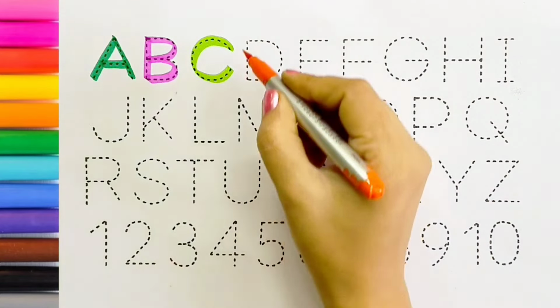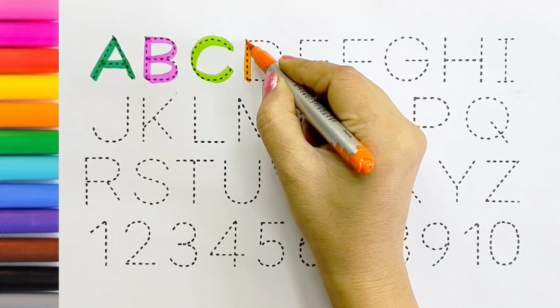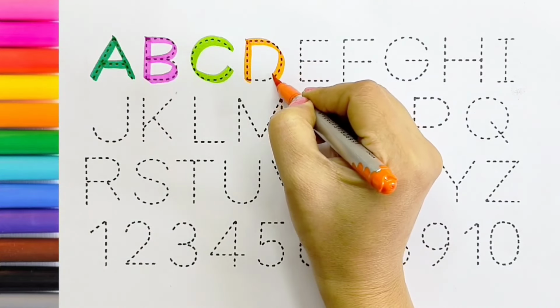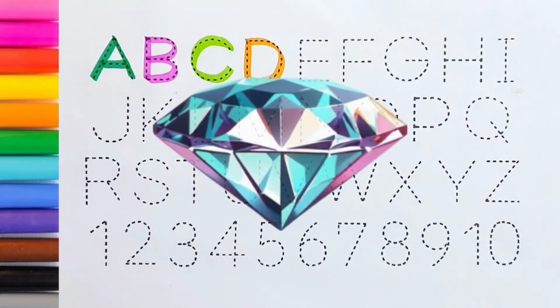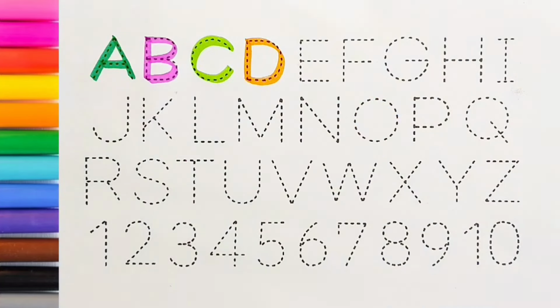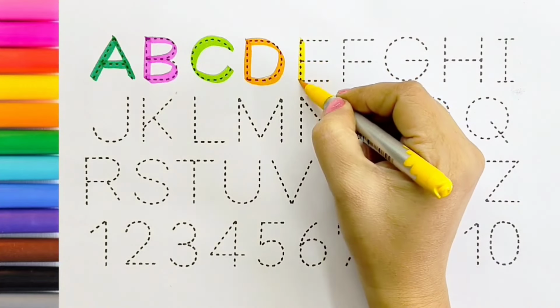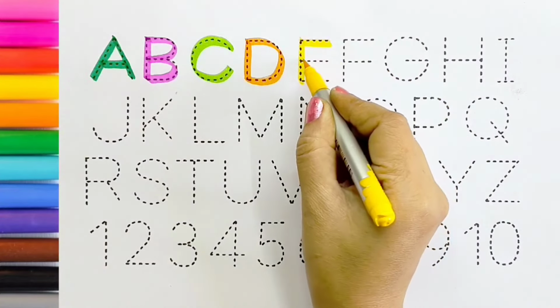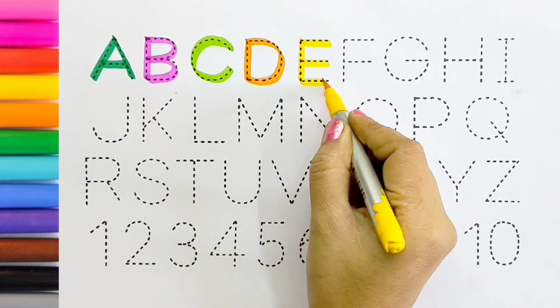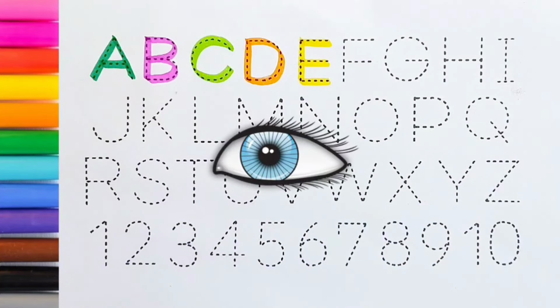Orange color D. D for diamond. D for diamond. Yellow color E. E for eye. E for eye.